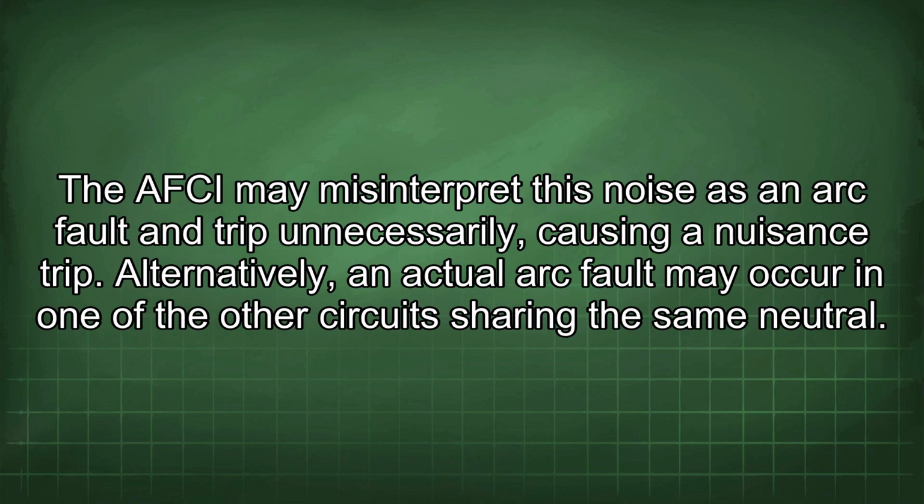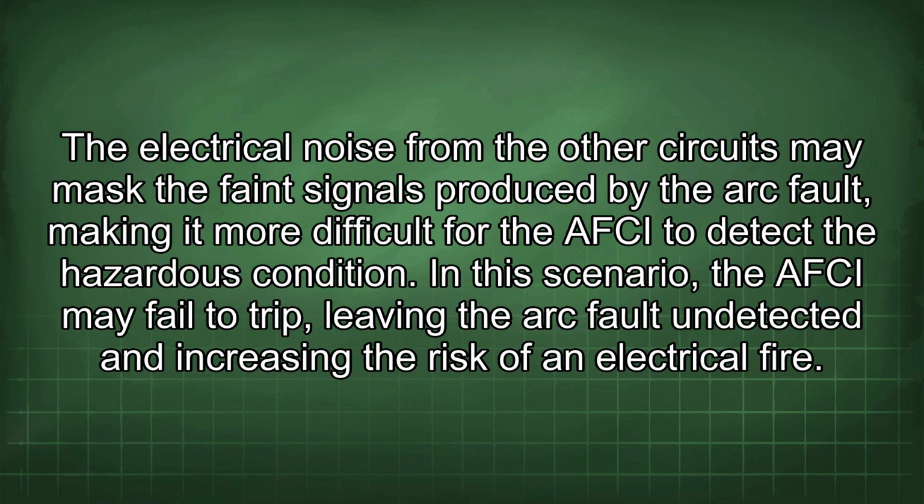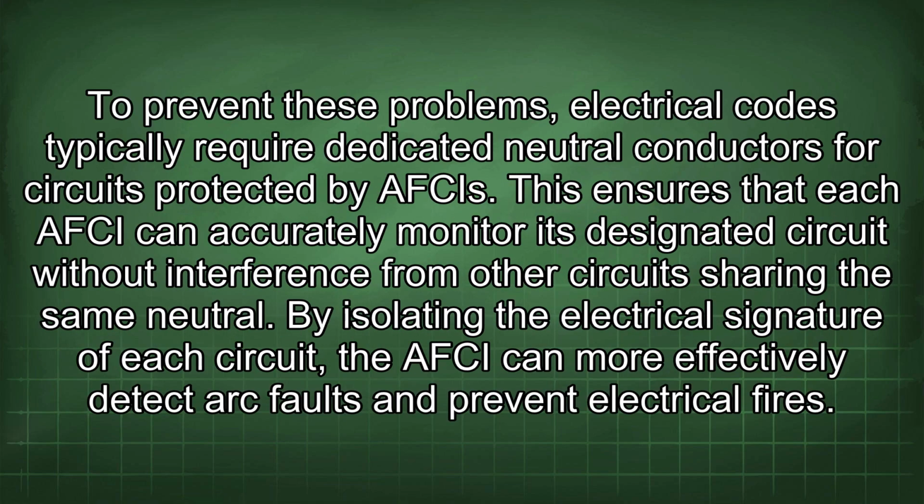Alternatively, an actual arc fault may occur in one of the other circuits sharing the same neutral. The electrical noise from the other circuits may mask the faint signals produced by the arc fault, making it more difficult for the AFCI to detect the hazardous condition. In this scenario, the AFCI may fail to trip, leaving the arc fault undetected and increasing the risk of an electrical fire. To prevent these problems, electrical codes typically require dedicated neutral conductors for circuits protected by AFCIs.